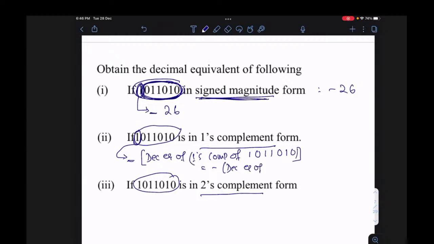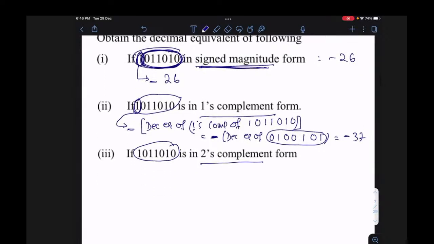What is the 1's complement of this number? You just have to flip 1 to 0 and 0 to 1. So if it is 1, 0, 1, 1, 0, 1, 0, its 1's complement is 0, 1, 0, 0, 1, 0, 1. If you find the decimal equivalent of this binary number, it comes to 37. So the overall answer is minus 37.